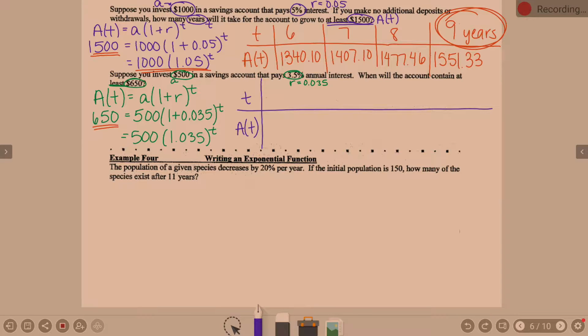Okay, guys. I filled in some information. Have you made any progress? 500 was my initial, so that's my little a, right? 3.5%, so I made it 0.035. When I add that to 1, it's 1.035, raised to the power of t. We want to know when this is at least $650. Where did you start on this one?